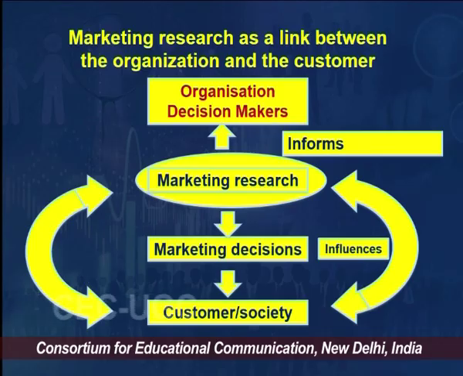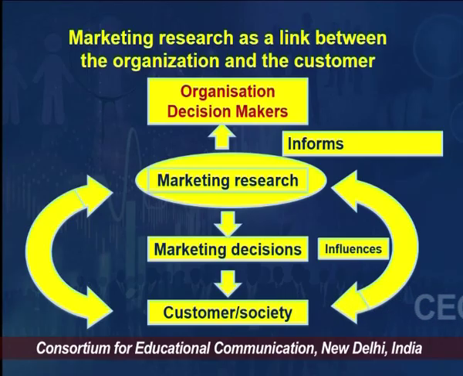So whatever marketing research we are conducting, the outcome of that research is actually transformed into information, which means data is transformed into information, and that particular information is routed to the organization, that is, the decision makers. So, this marketing research, on one hand, is providing information to decision makers. On the other, if you look at the downside part of this diagram, you will find that marketing research, in turn, is taking marketing decisions.